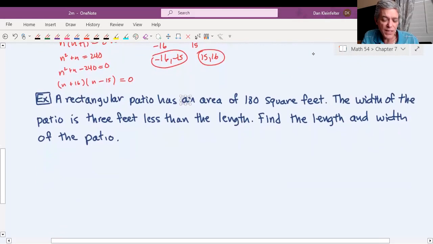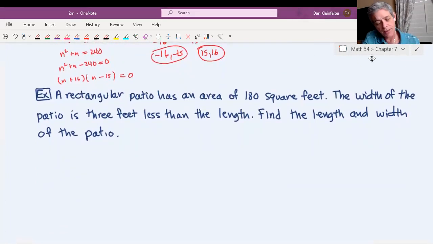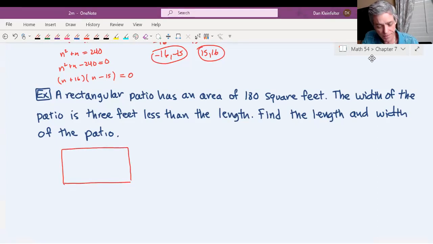Okay. Let's try the next one that has a little bit of geometry to it, not too much, just a little. Here it says a rectangular patio has an area of 180 square feet. We're told that the width is 3 feet less than the length. We want to find the length and width of the patio. So anytime you're doing something with kind of a geometric feel to it, it's a good idea to make a picture. So I'm going to do that.